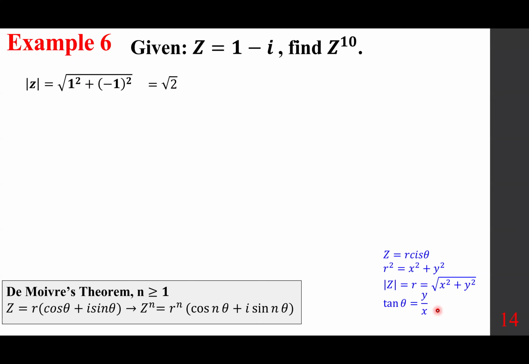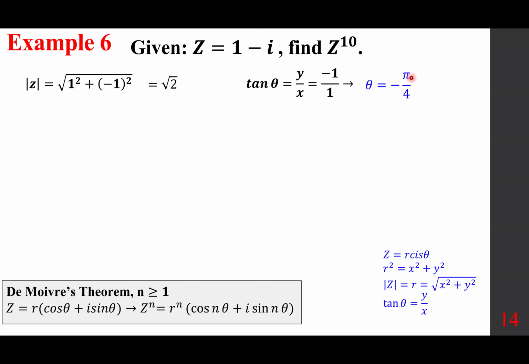Tan theta is y over x, and y is negative 1, x is 1. So tan theta is negative 1, and theta becomes negative pi over 4. You can keep it as negative pi over 4. If you want to make it positive, just add 2 pi, okay? Either way is fine. We can deal with it just the way it is, because we just want to raise it to the power of 10. Again, if you want to go to the positive side, you just add 2 pi to this.